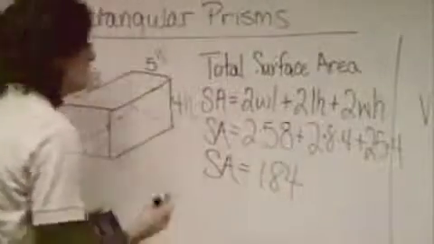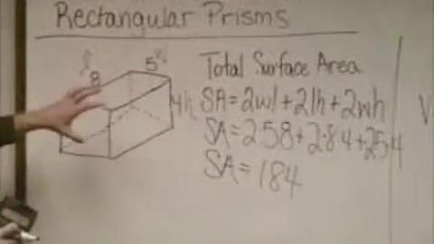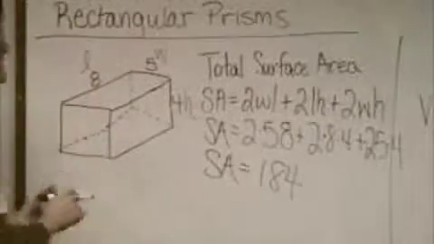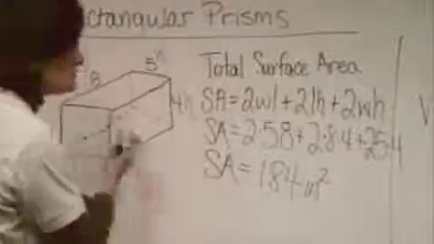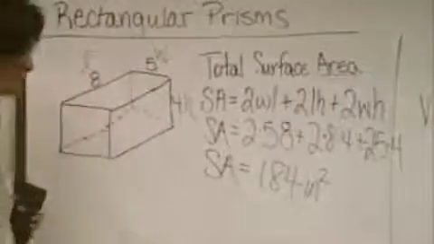184 units. Now, units, because this is a three-dimensional shape, but we're only talking the area, if it was inches, it would still be inches squared because you're wrapping the box. Area is always squared.